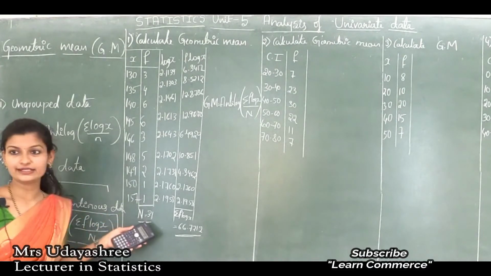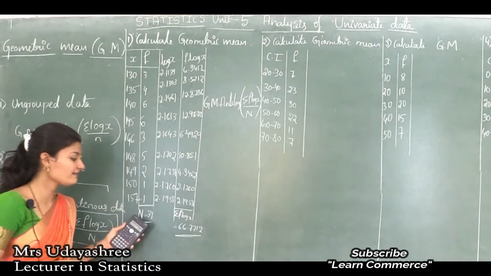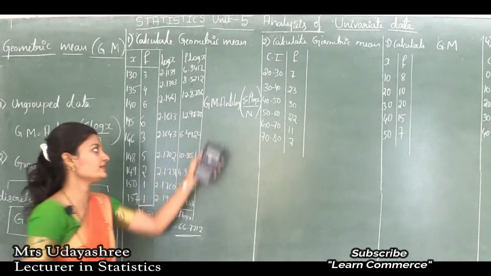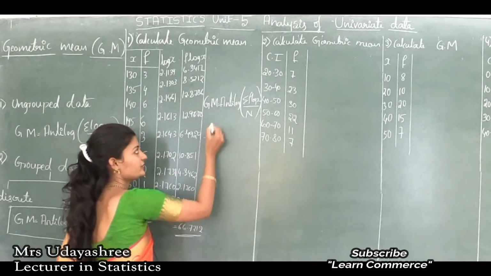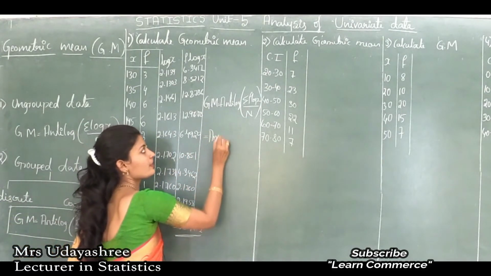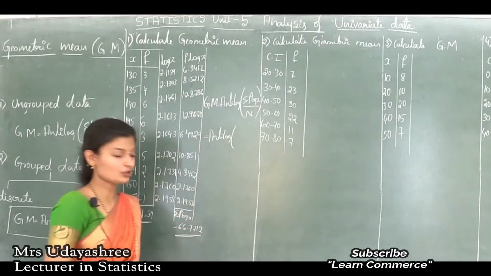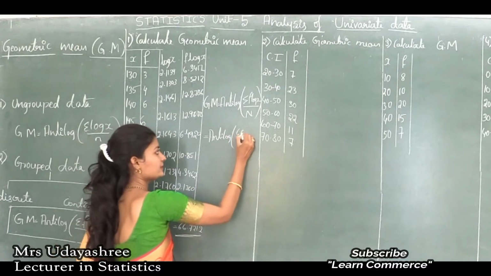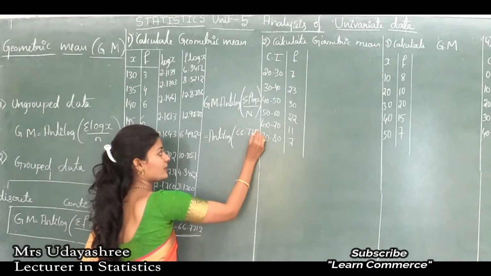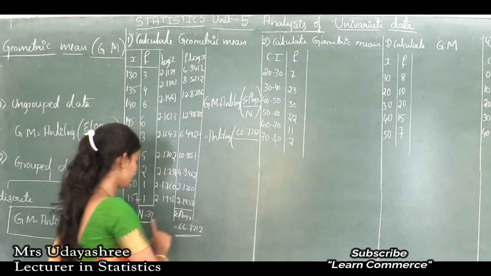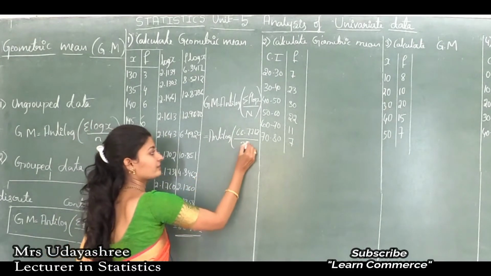So capital letter N is equal to 31. Now I will substitute these two values into this formula. So geometric mean is equal to anti-log of summation f into log x, that is 66.7712, divided by capital letter N, that is 31.